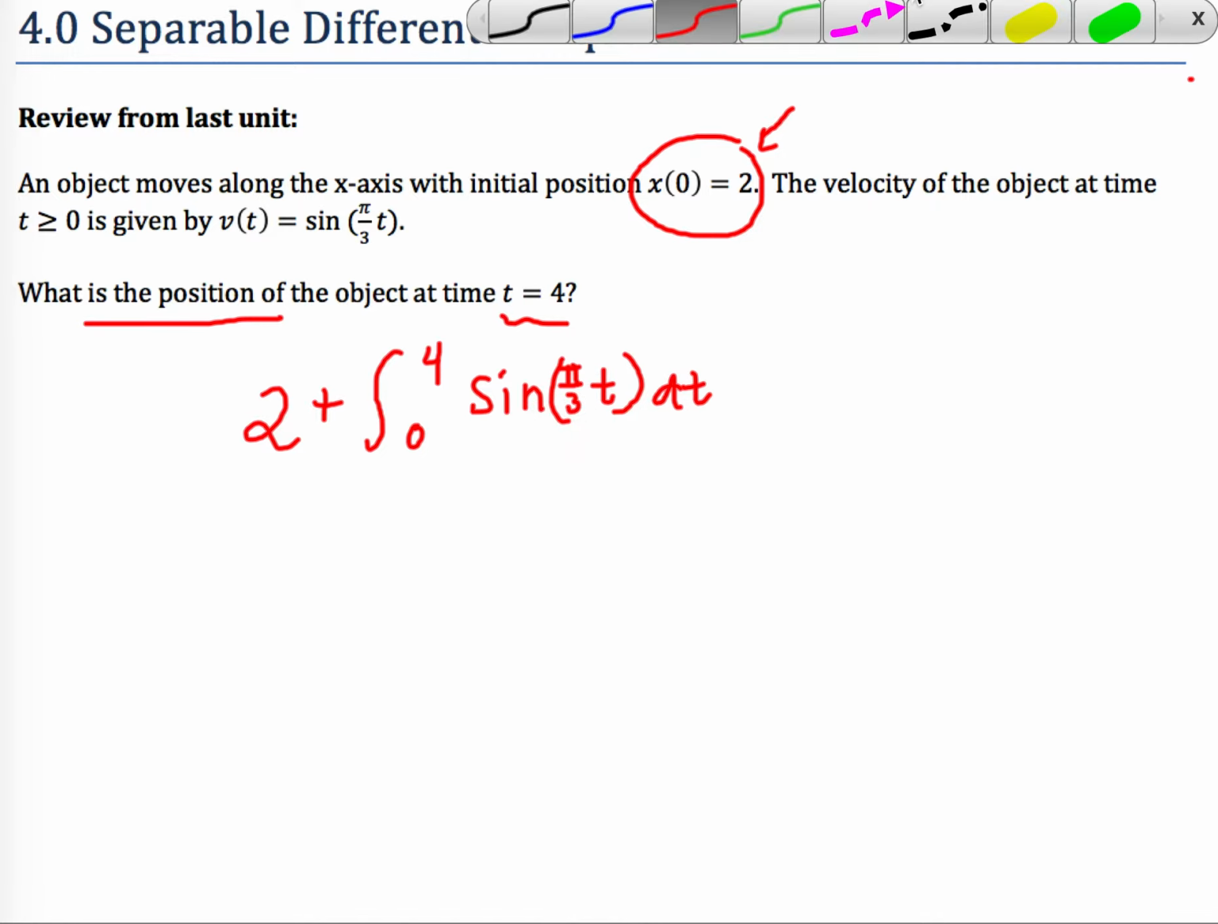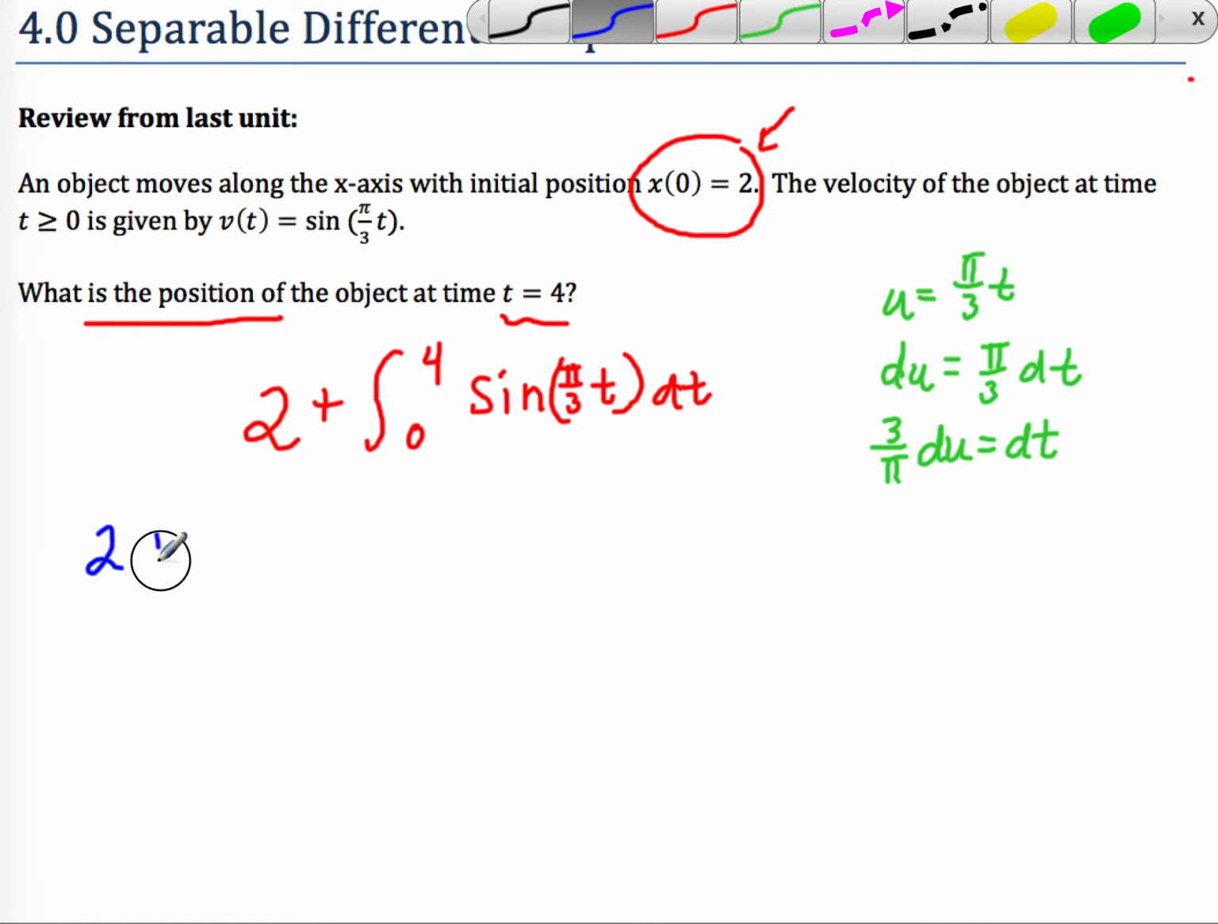So we'll go ahead and take the integral of that, and we could use u substitution. You could say u is pi by 3t, and then we could take the derivative of that, and we would get just pi by 3 dt, and since we only have dt, we multiply by the reciprocal, so 3 over pi du equals dt.